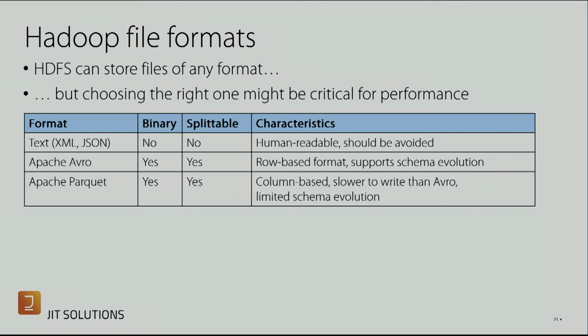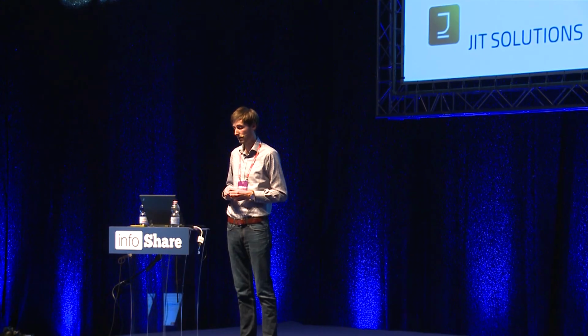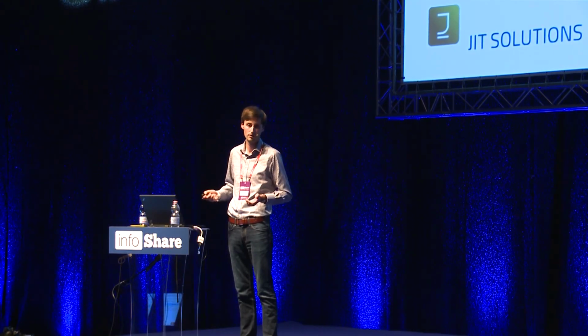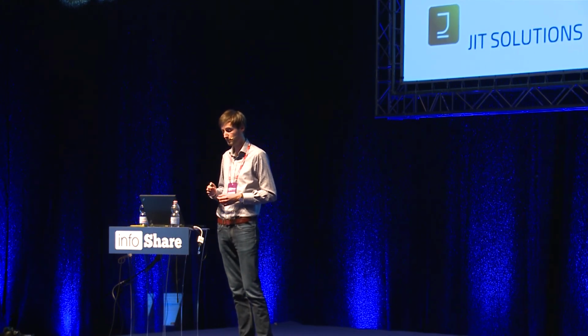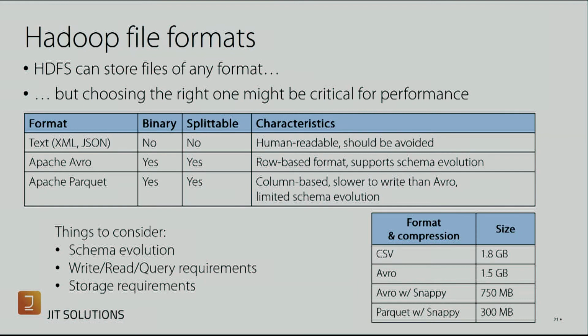There's also Apache Parquet, which is a column-based format, which means it will probably be more efficient if you're just selecting a subset of columns from your files. Unlike Avro, which is row-based, which will probably be more efficient if you're selecting all of the columns from Hive. So definitely a lot of things to consider when it comes to choosing the right format, like supporting schema evolution, the requirements we have for write, read, and query, and storage.